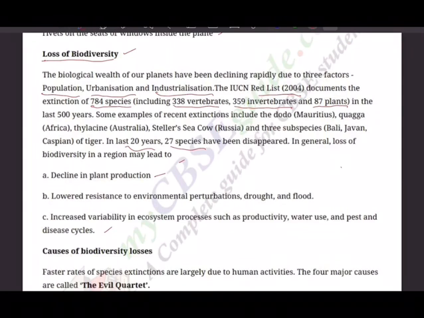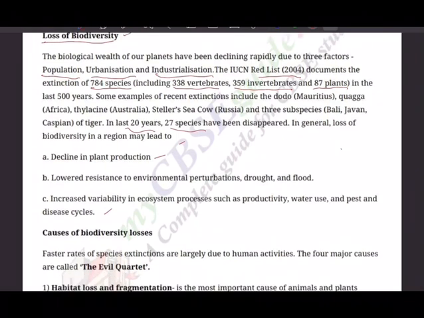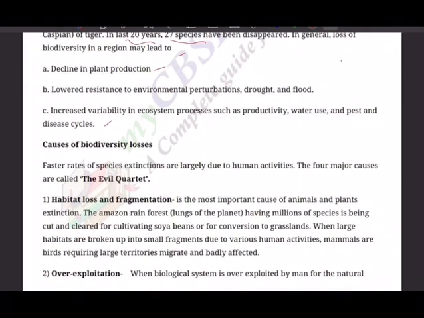There are 4 major causes for the biodiversity losses, and they are called the evil quartet. The faster rates of species extinctions are largely due to our own activities, human activities. We are the culprits. We are burning the forests. Like recently you must have seen on TV, in the news, that there were major fires in the Amazon forest, and Brazil, Australia, all these countries were worried, and many nations were pointing their finger towards Brazil.